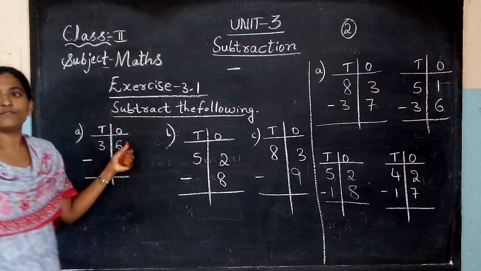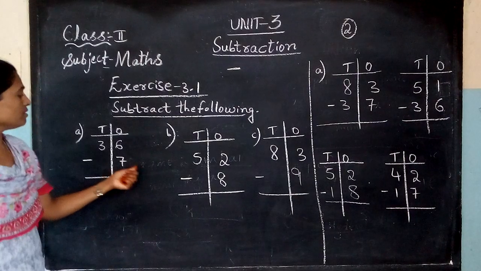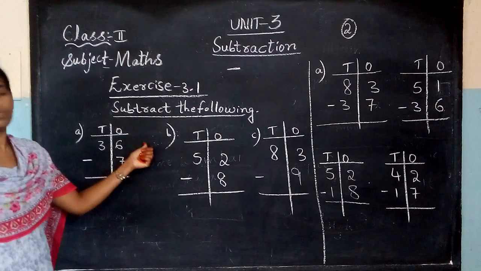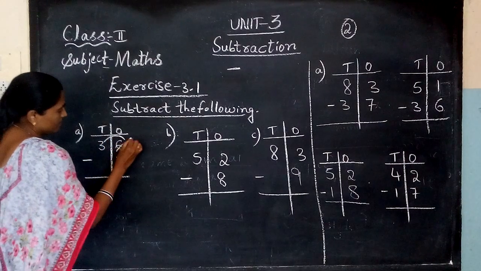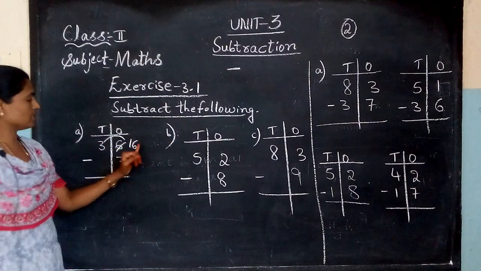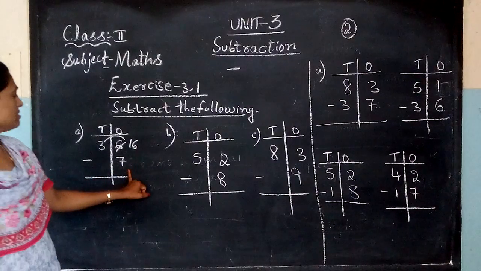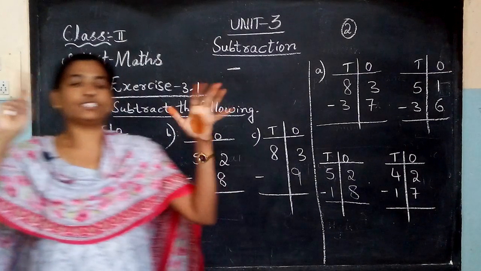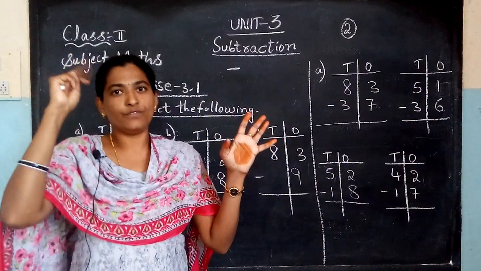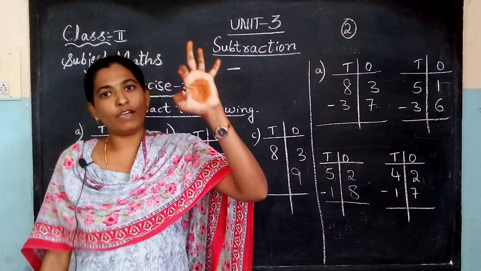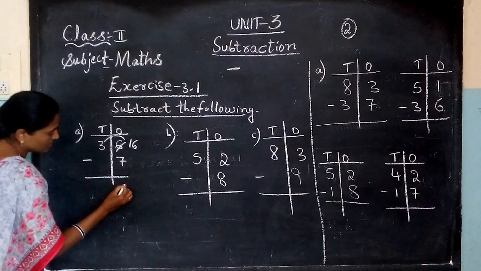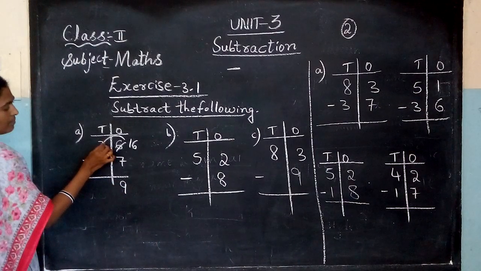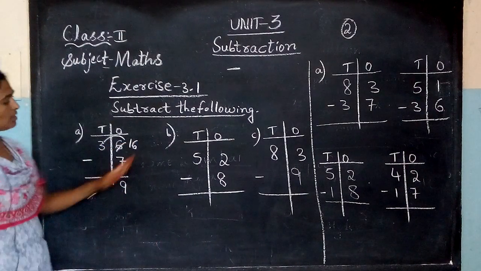From the small number we cannot remove 7. Then what do you have to do? Take a borrow from 3. What did it become? 16. Now 16 in the mind and 7 in your fingers. 16 before: 15, 14, 13, 12, 11, 10, 9. What answer did you get? 9. Yes. From the tens column you took one number as a borrow.